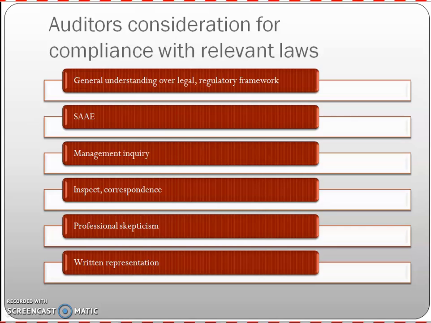Auditors shall perform the following audit procedures to identify instances of non-compliance, such as inquiry, inspection, correspondence with the relevant licensing and regulatory authorities, review of their decisions, and maintain professional skepticism throughout the audit. Also, obtain an audit representation as per the standard from the management, stating that all instances of non-compliance or suspected non-compliance with such laws and regulations have been disclosed in the audit.